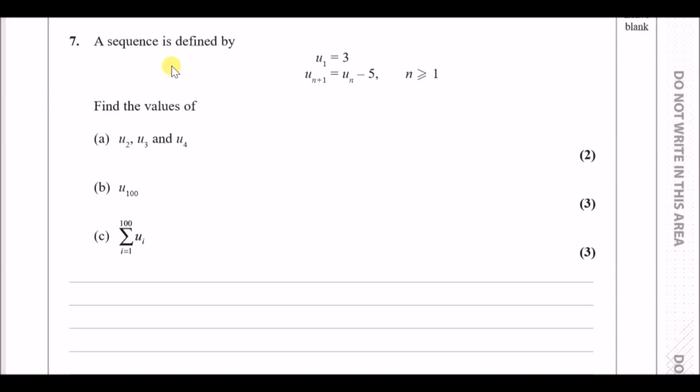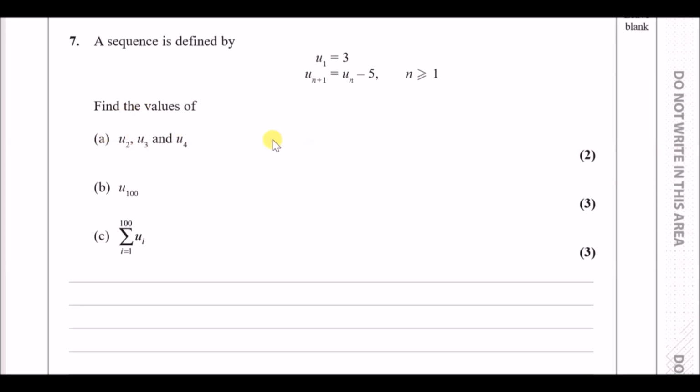So a sequence is defined by the following. What it says here is that the first term u1 equals 3, and then we have a recurrence where the next term equals the previous term minus 5. That's what n plus 1 means. It just means the next term after n. So if it was u2 here, it must be u1 there, u3, and then u2 there, and so on. In the question, it wants us to find the values of the next three terms, u2, u3, and u4.